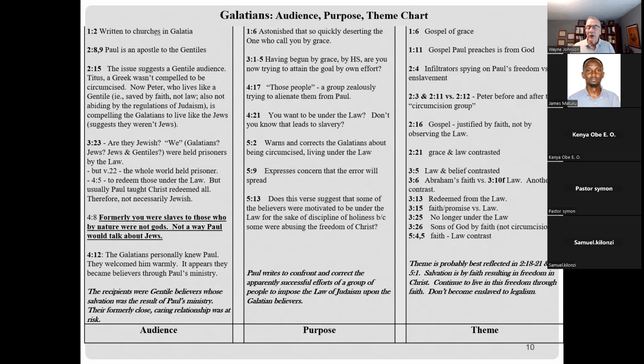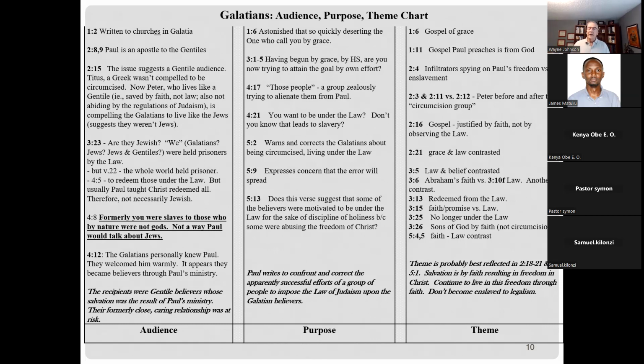So my initial summary of the theme or main ideas suggested that it's probably best reflected in chapter 2, verses 8 to 21, and then again in chapter 5, verse 1, where he says, you have been called to freedom, so don't lose it, don't go back into bondage. So I summarize by saying salvation is by faith, resulting in freedom in Christ, and continue to live in this freedom through faith. Don't become enslaved to legalism or to the former ways.